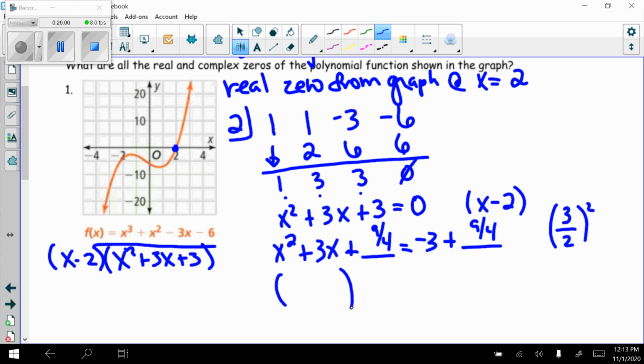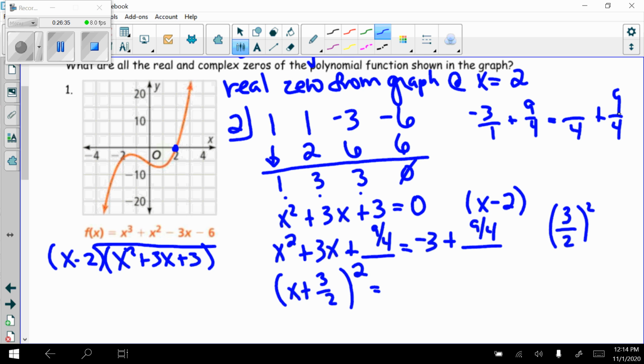This left side, I just made a perfect square, so quantity squared. X plus, because that was plus, this is plus. This number cut in half, so 3/2 equals negative 3 plus 9/4. Yay, fractions, right? So I need to get a common denominator. Right now I have negative 3 over 1 plus 9 over 4. I need a common denominator of 4.